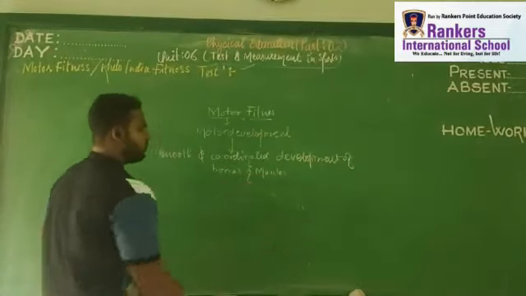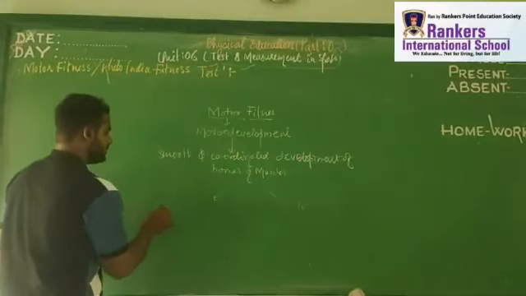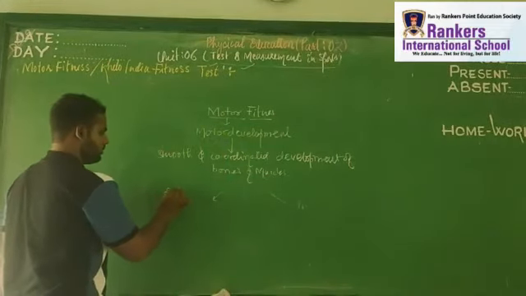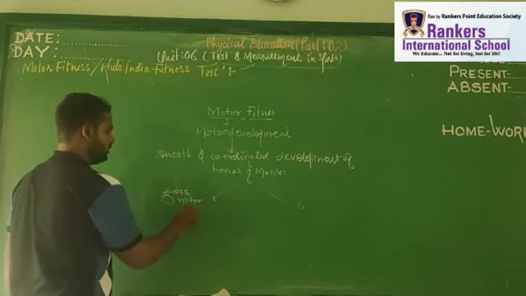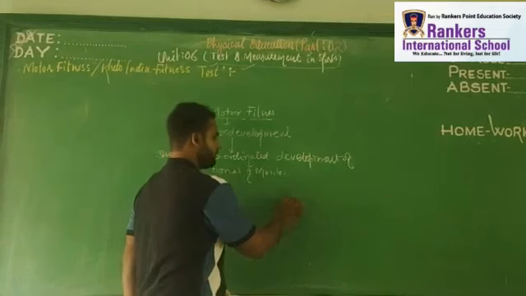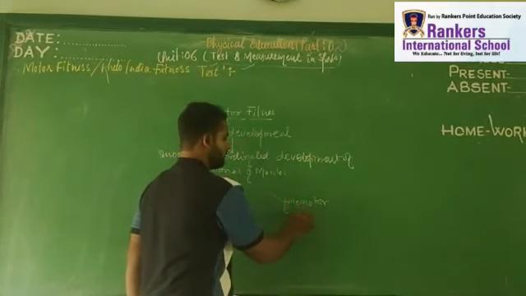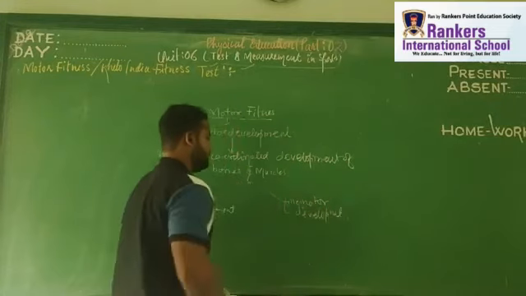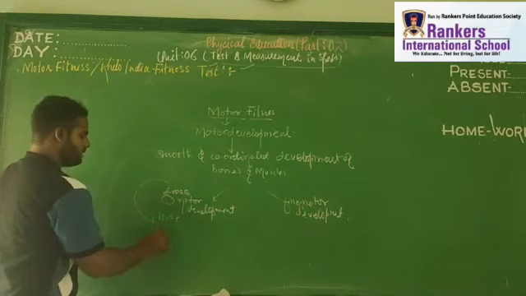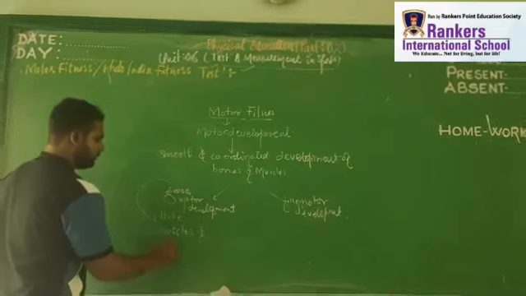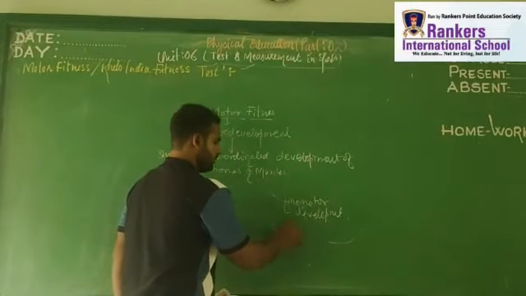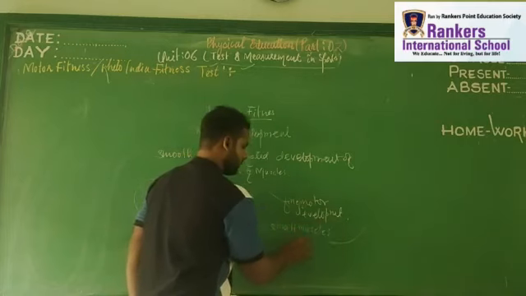Motor development is basically of two types. What are the types of motor development? First is gross motor development, second is fine motor development. Gross motor development is development of large muscles and bones. Fine motor development is associated with development of small muscles and bones.